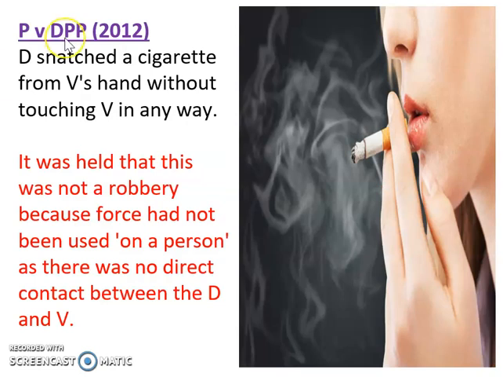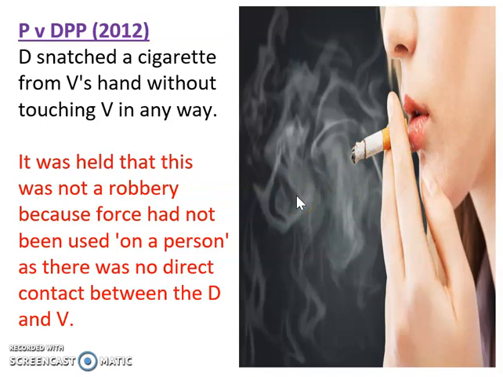And the facts were that the defendant snatched a cigarette from the victim's hand without touching the victim in any way. So in other words, he's grabbed the cigarette and slid it out of her fingers, if you like. He hasn't actually touched her. So this is different from Clouden, because in Clouden, he was wrenching the bag, the victim was pulling back, so there was force there. Whereas here, he's slid it out of her hands without there being force.